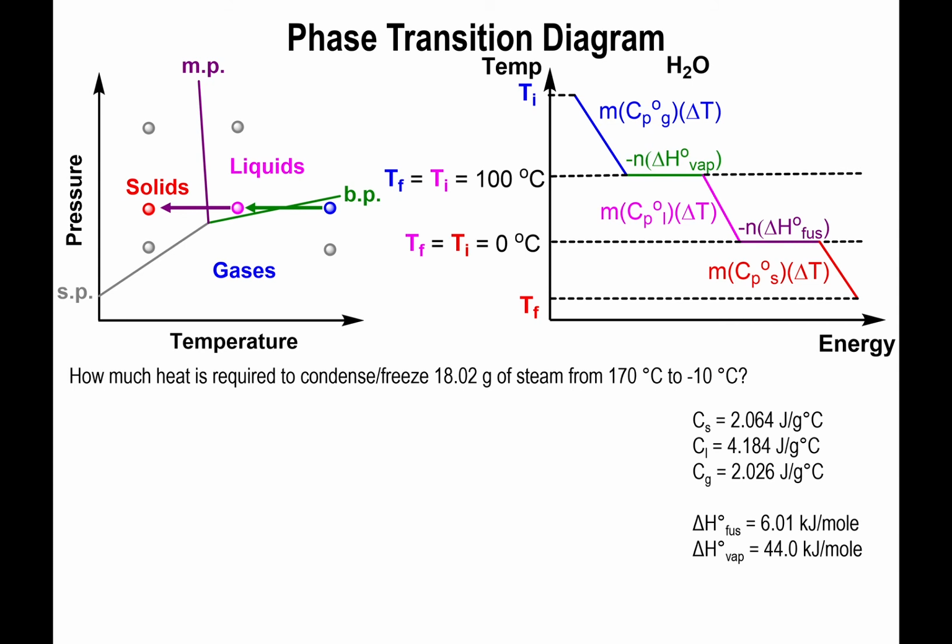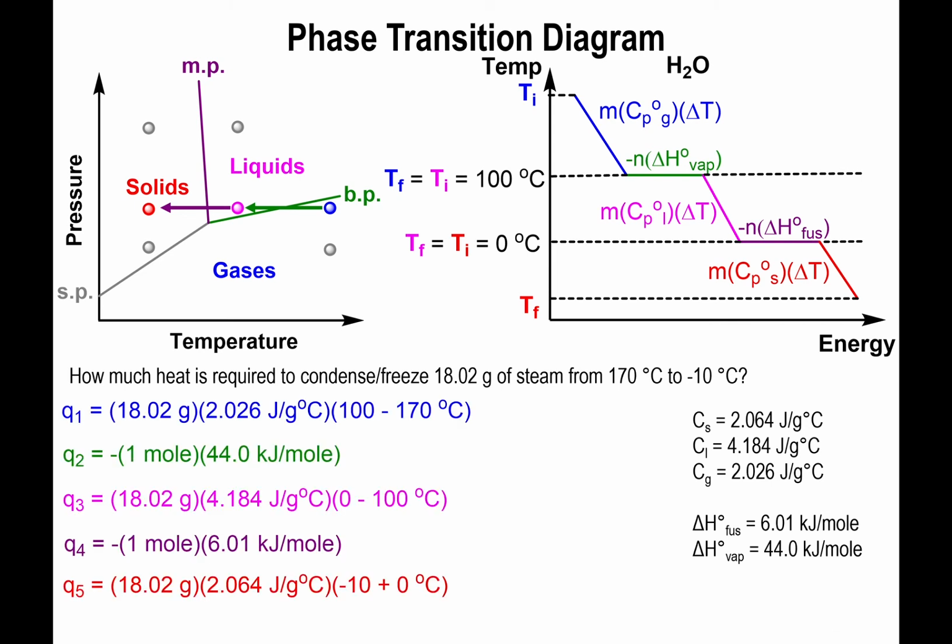Okay, so here's all the information. We have, once again, water, 18.02 grams, starting at 170 degrees Celsius, which is above the boiling point, and we're going down to negative 10 degrees Celsius, which is below the melting point. So here you have the heat capacity of the solid, that of the liquid, the gas, delta H of fusion, and delta H of vaporization, and the last two values are in kilojoules per mole.